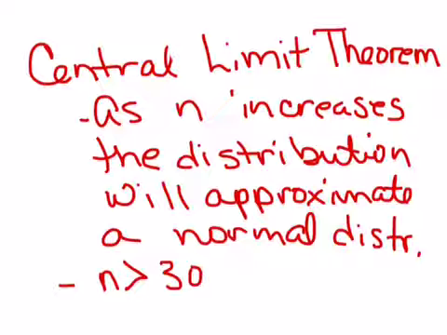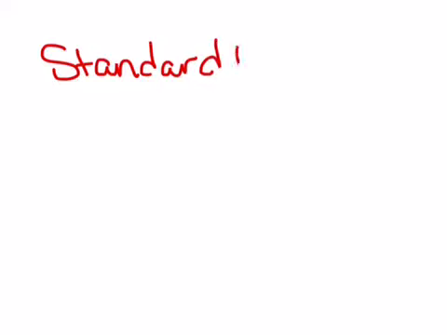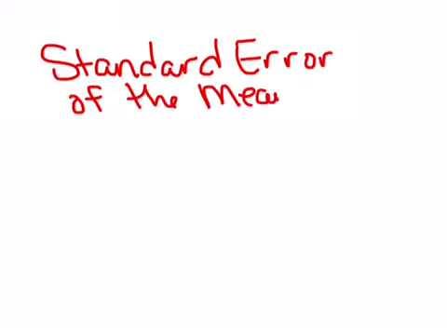So the last thing I'm going to cover is what is called the standard error of the mean. When we're dealing with sampling distributions, and we're trying to determine how close our sample is to the population, we need to account for the fact that there's always going to be error. So remember, sampling error is the discrepancy between the population and the sample. And there's actually a distance between the two.